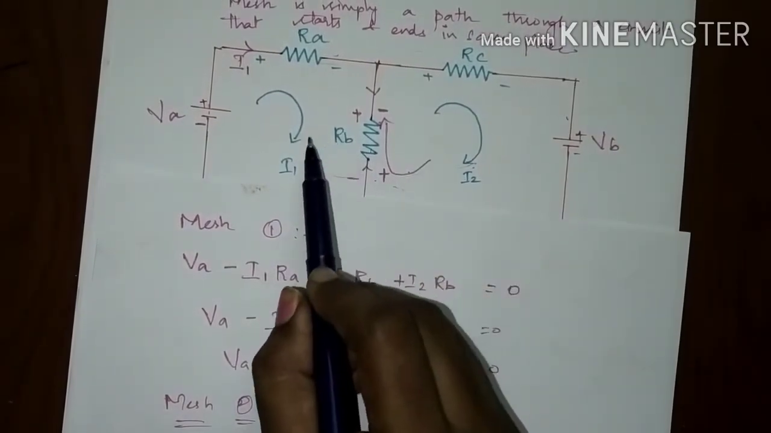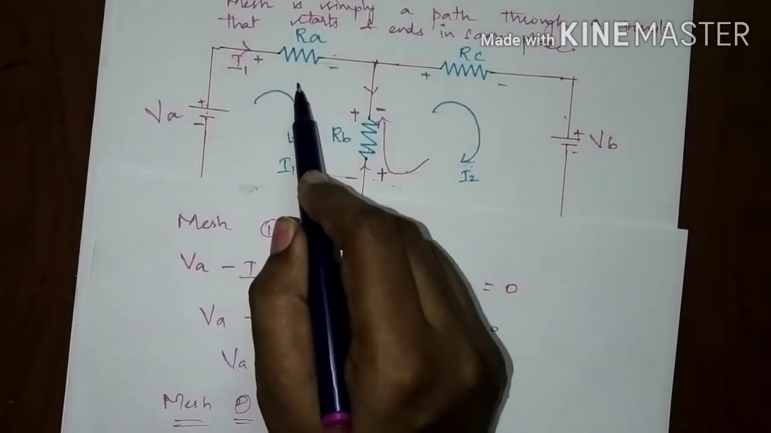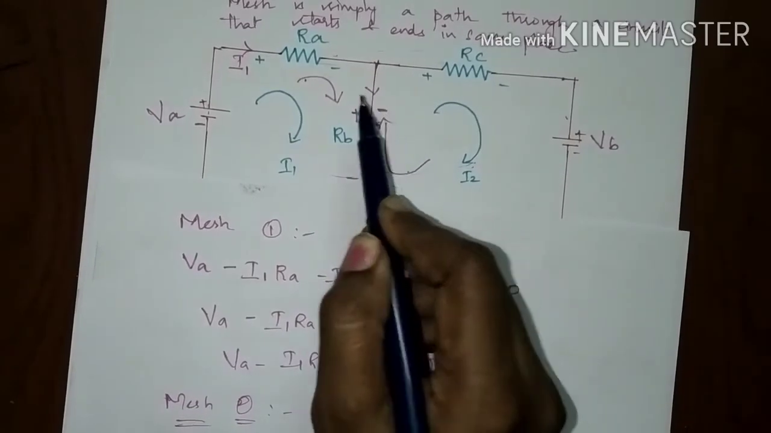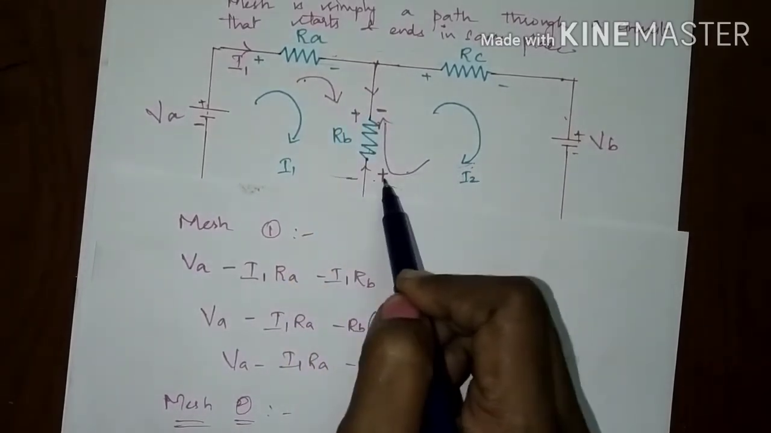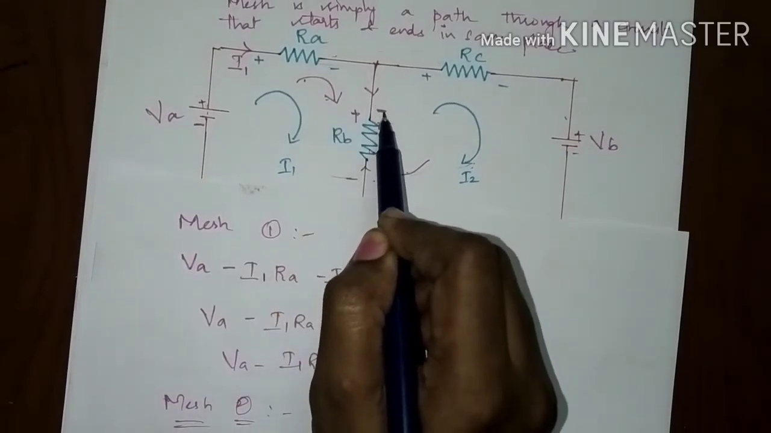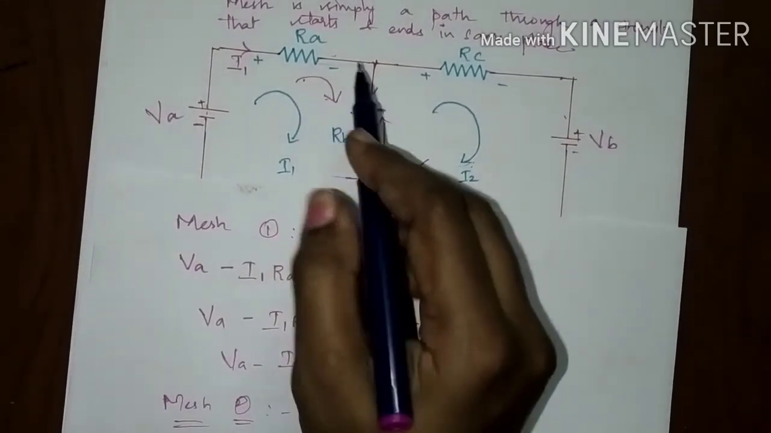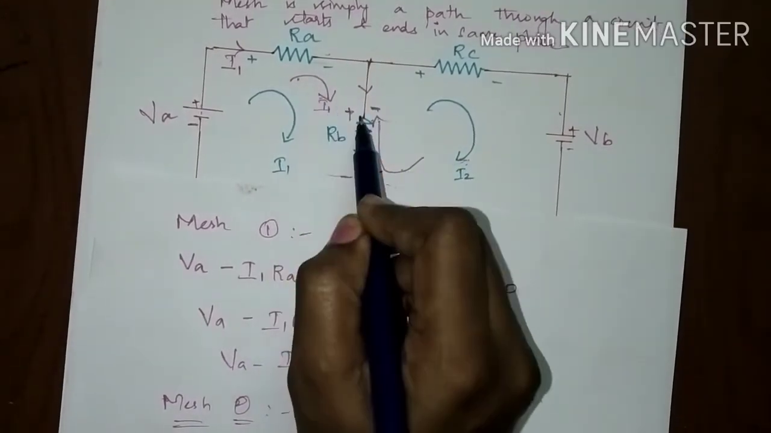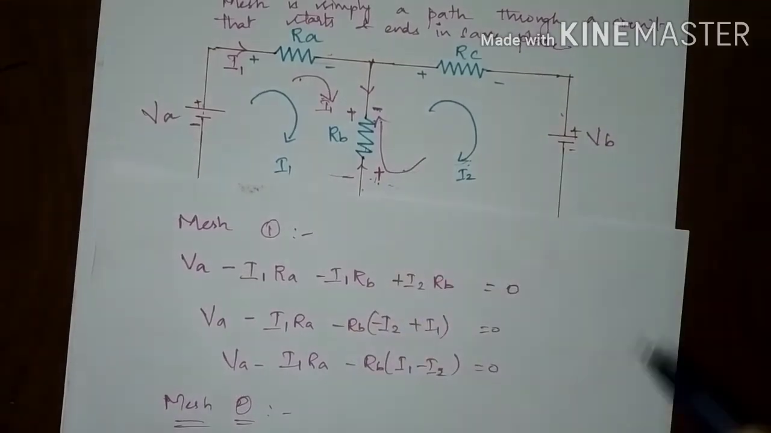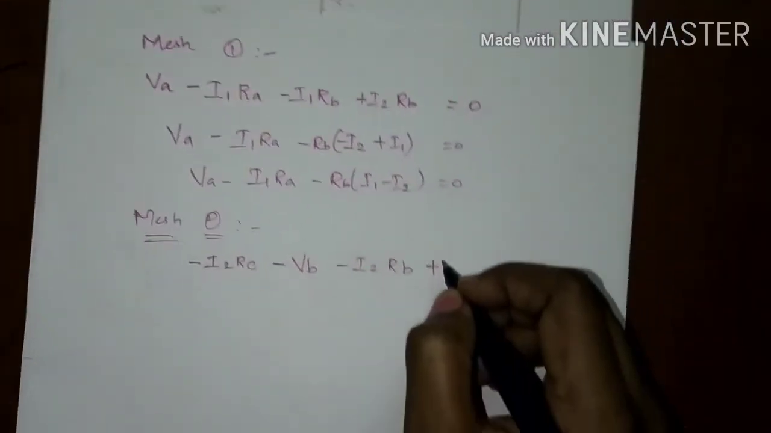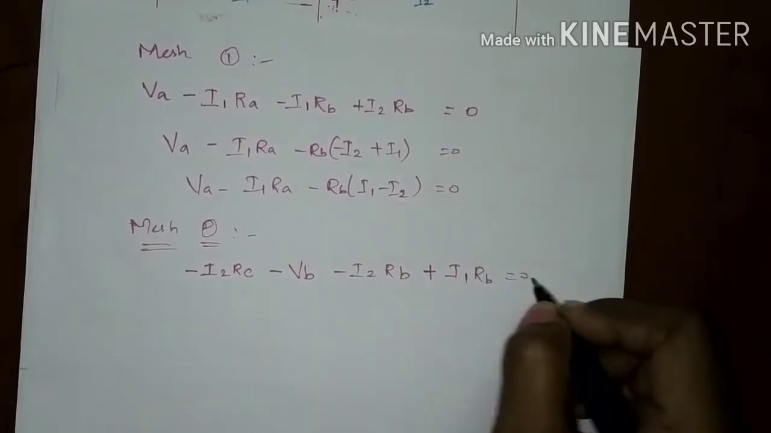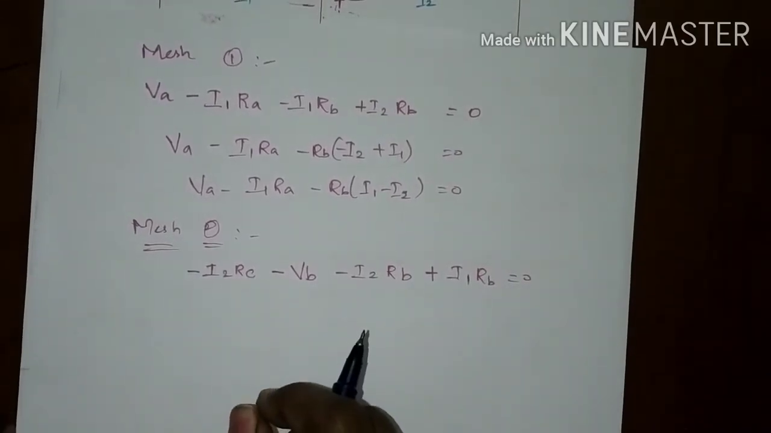So if you consider this I1 current flowing in clockwise direction, the potential drop across RB due to the I2 is positive and negative here. Here I1 is entering the negative and leaving the positive. So there is a potential rise that can be represented by positive I1 into RB. This is the mesh equation.